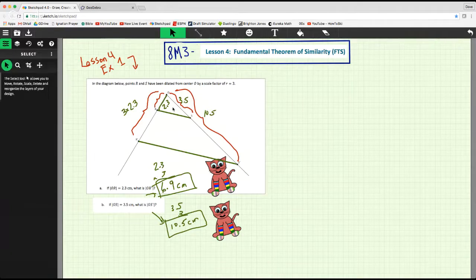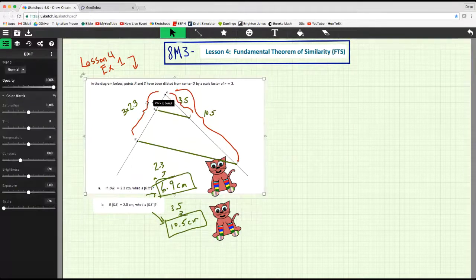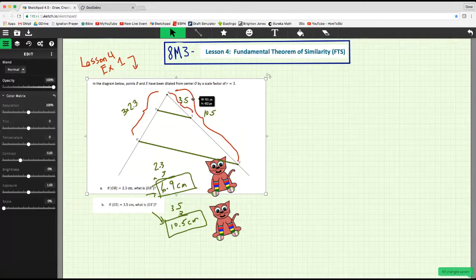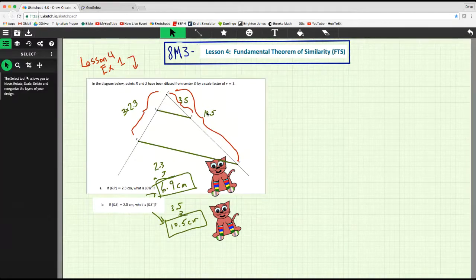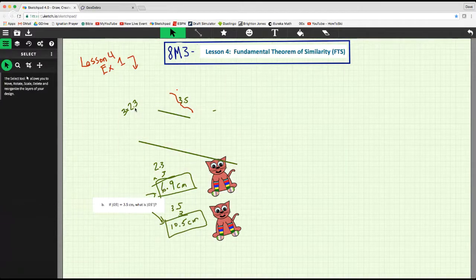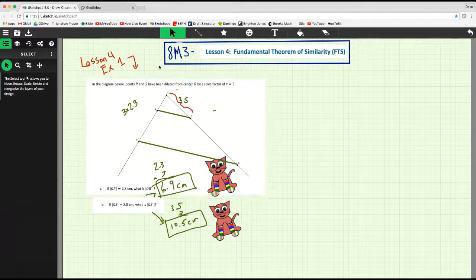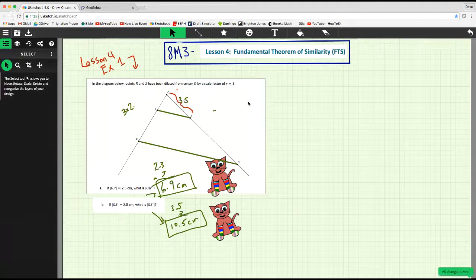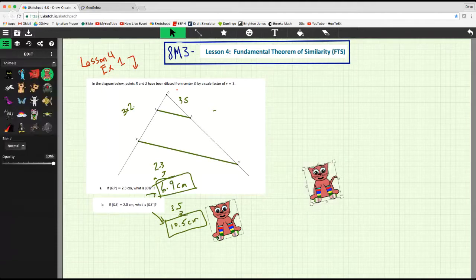I'm going to erase some of these things that we've drawn in here. Oops. Put that back. Oh, well. Let's get rid of these things. And what we're going to do now is look a little bit at the fundamental theorem. Let's just choose this guy. Forget about the rest of this stuff. Let's move Happy Cat over here.